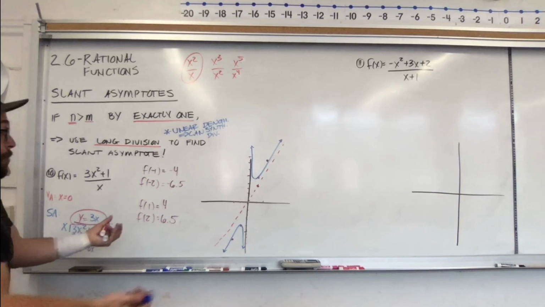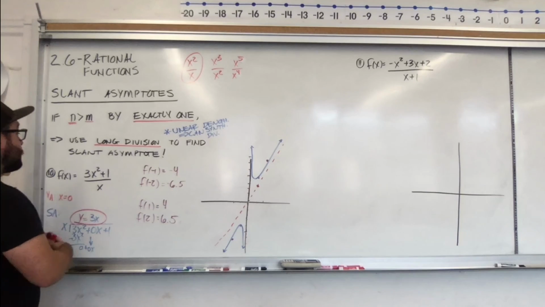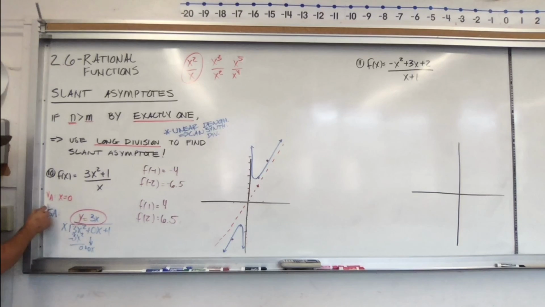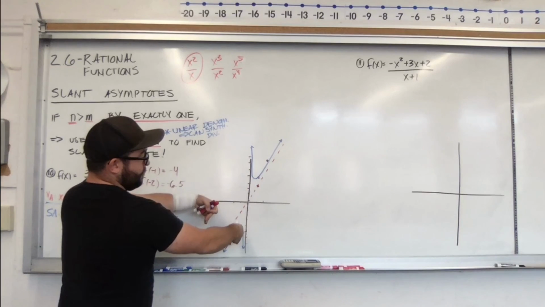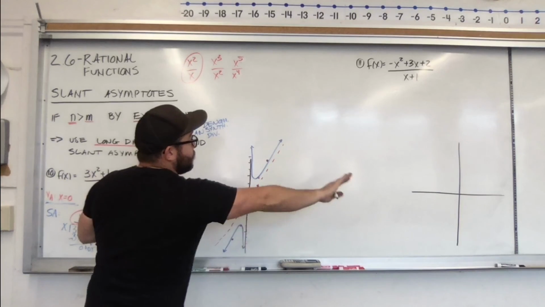Now if we were to talk domain, domain would be the same thing as before. All of our domain issues come from vertical asymptotes, not from horizontal or slant. So nothing changes there. It'd be from -infinity to 0, and then from 0 to infinity.